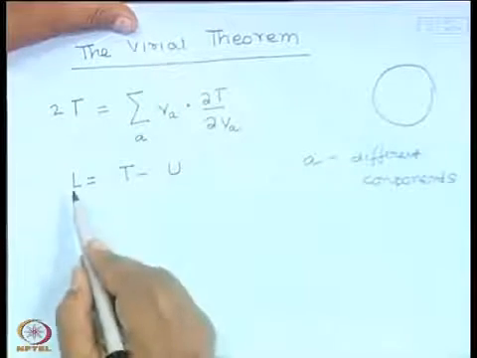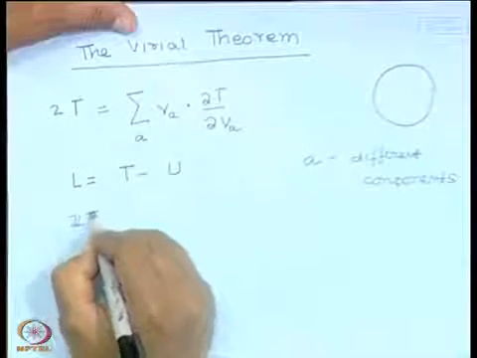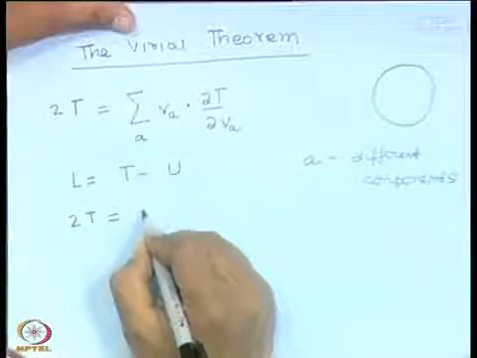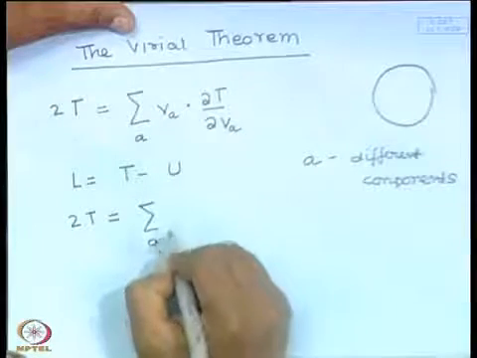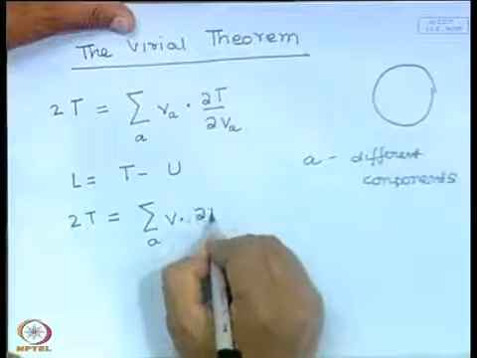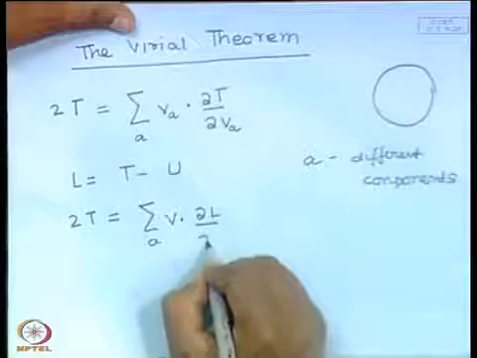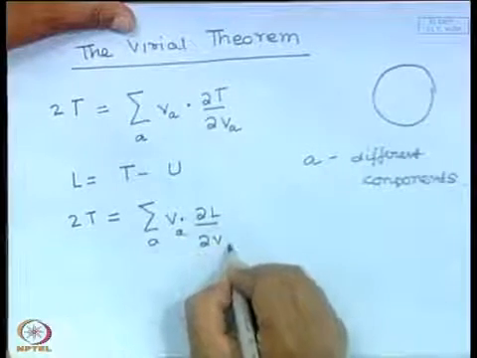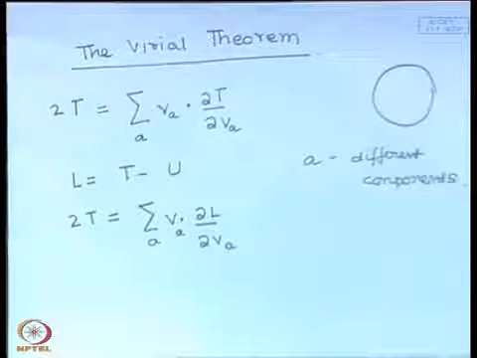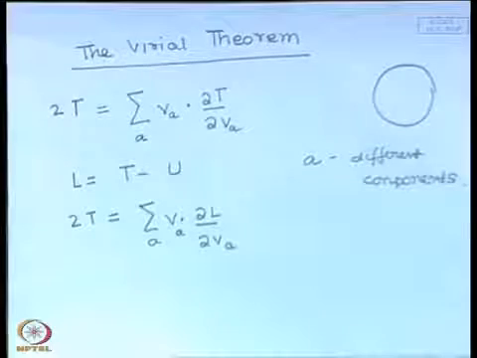as 2T is equal to sum over A of v dot del L by del v, and there is u, the potential between the different particles in my system, or it may be an external potential.